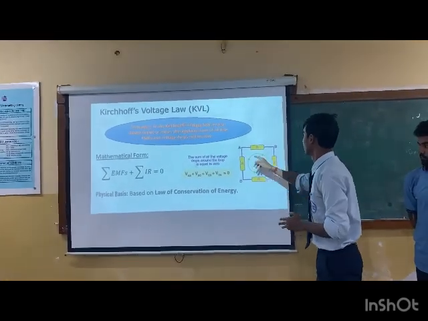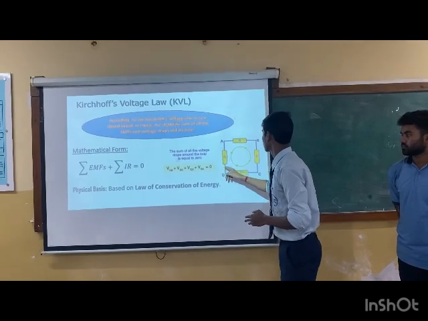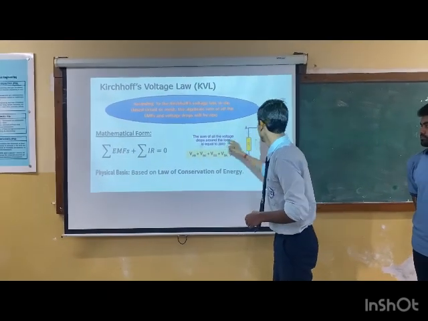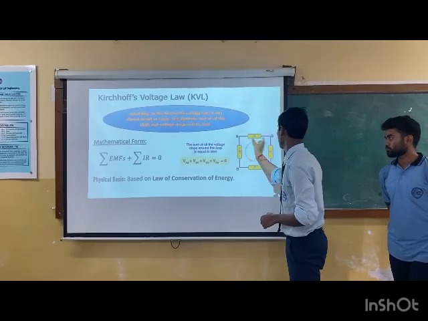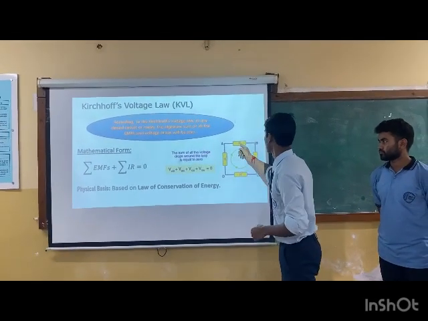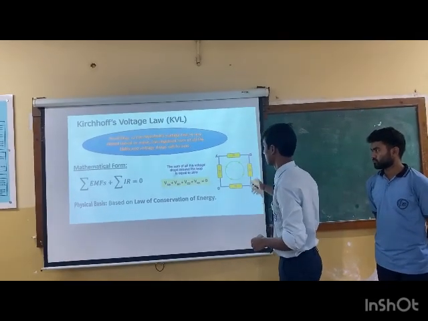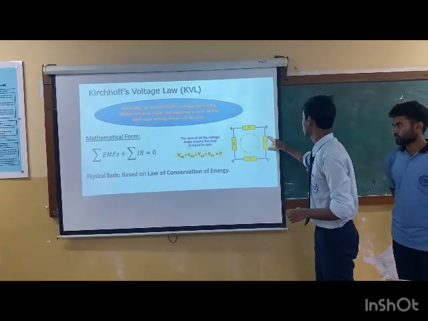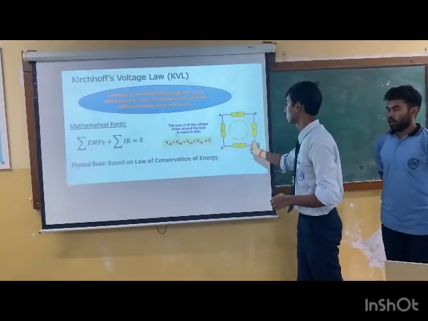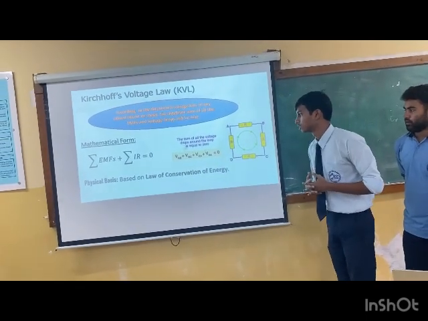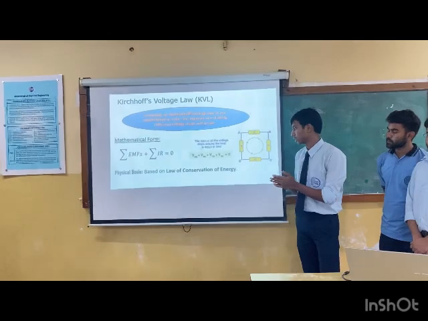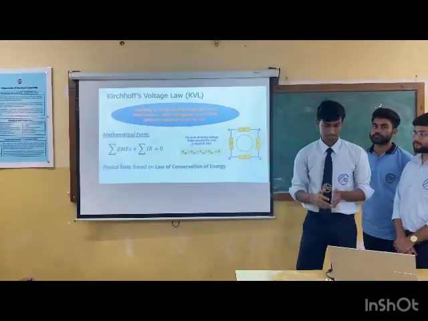Here A, B, C, D are the terminals, and E is the voltage across points A and B. Resistances R are also connected to the terminals, and V_BC means the voltage across B and C. What is the physical basis? It is based on the law of conservation of energy.